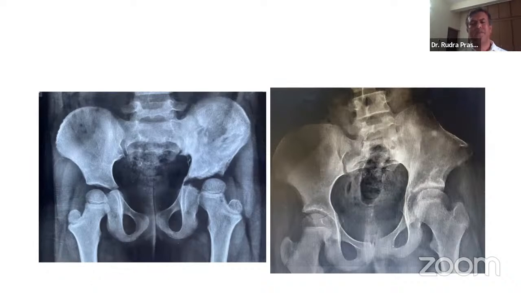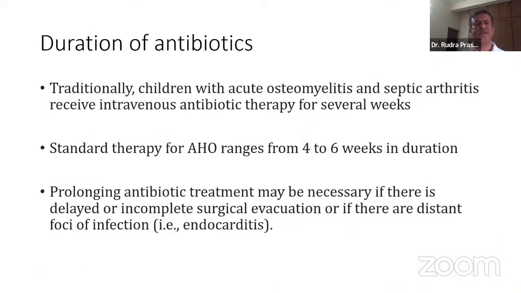But these are the bad cases. I just wanted to remind you that MRSA, which is infecting unusual bones like the ilium, can present very bad problems in the little ones.